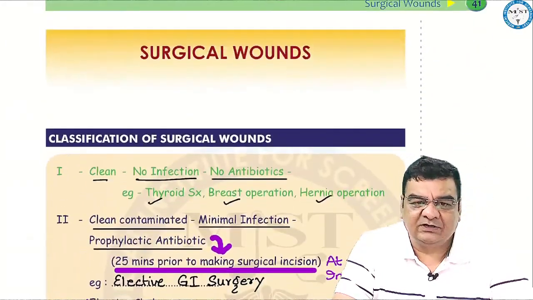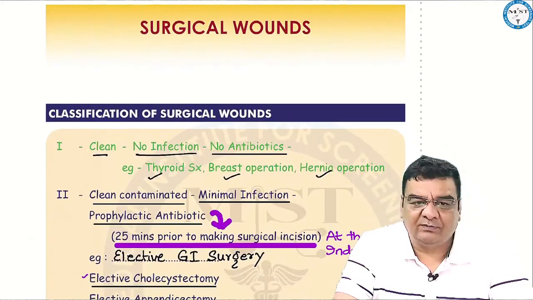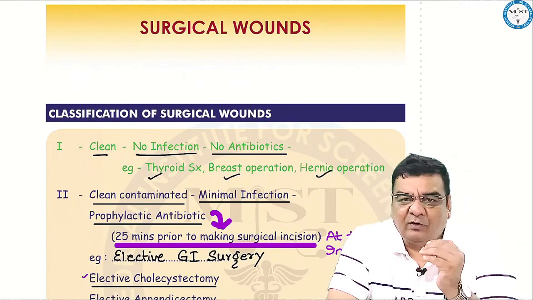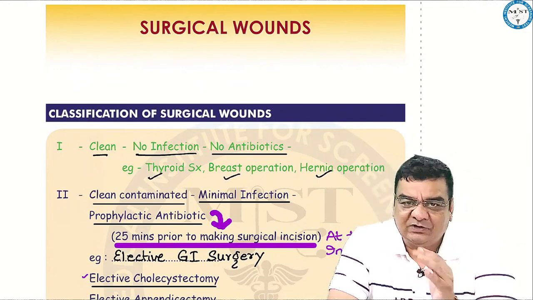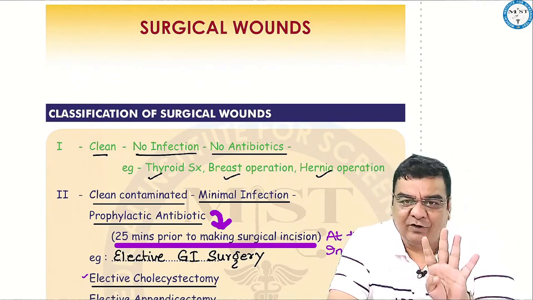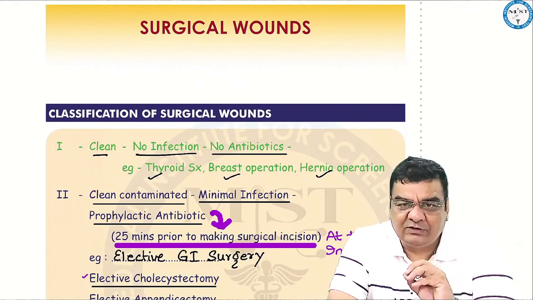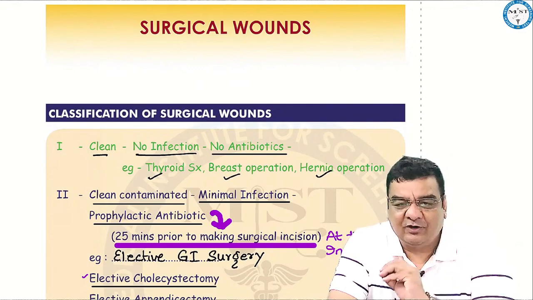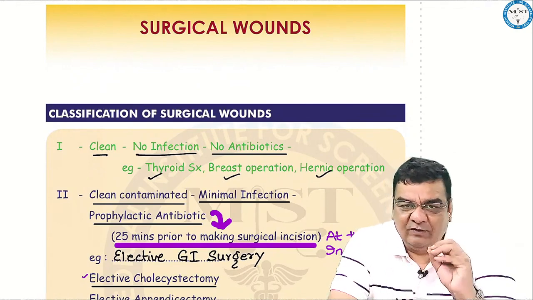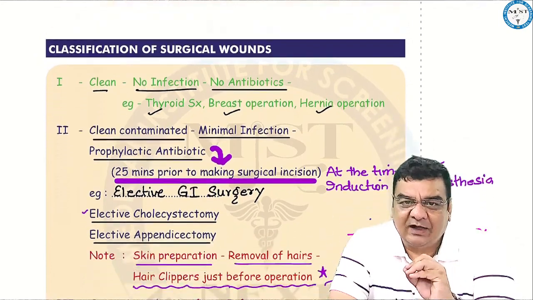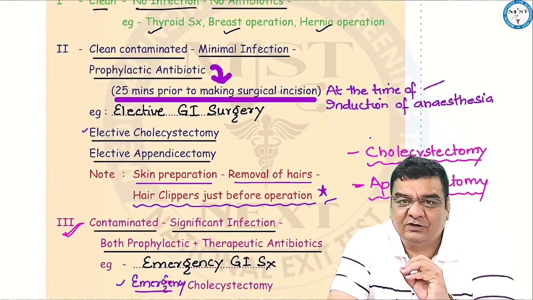In this surgical wounds chapter, beta, we talked about the different types of surgical wounds. Depending on the amount of infection in a particular surgery, we can classify these surgeries into 4 categories: no infection, minimal infection, significant infection, gross infection. No infection, clean. Minimal infection, clean contaminated. Significant infection, contaminated. Gross infection, dirty.